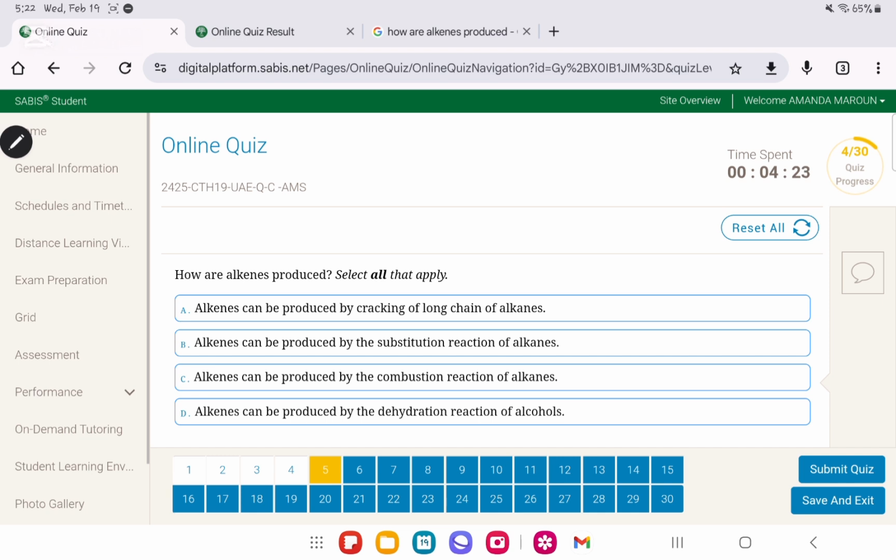So let's say you have long chains of alkanes, for example, CH4, and remember, alkanes are saturated. What does saturated mean? That means all the bonds in the alkane are single bonded. So let's say it's something like this. If you break this long chain into, let us say, something that is double bonded, then you could produce an alkene.